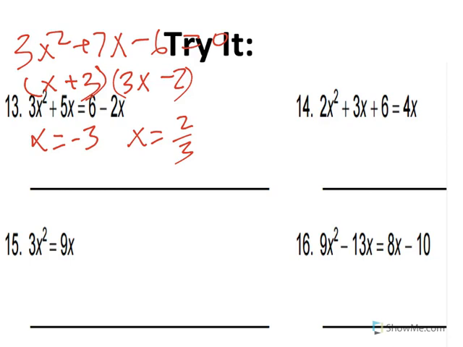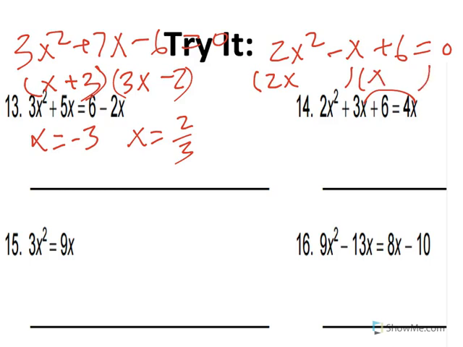Number 14. We want to move the 4 over to this side, so we have 2x squared minus x plus 6 equal to 0. The factors for 2 are plus or minus 1 or plus or minus 2. So let's try 2x and an x. We need a positive 6 and a negative 1. So number 14 is not factorable.